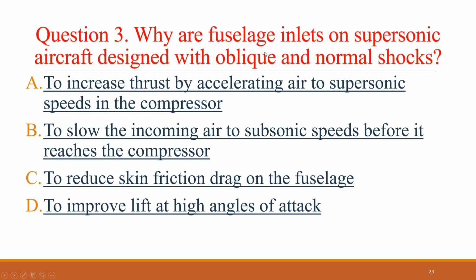Question 3. Why are fuselage inlets on supersonic aircraft designed with oblique and normal shocks? The correct answer is to slow the incoming air to subsonic speeds before it reaches the compressor.